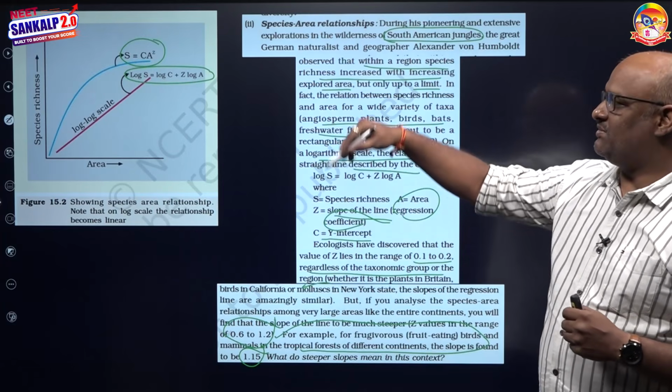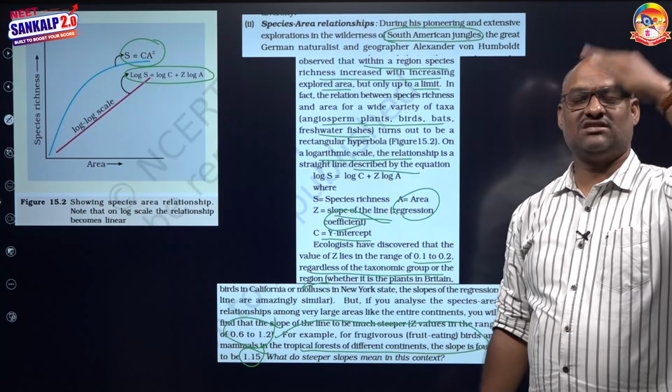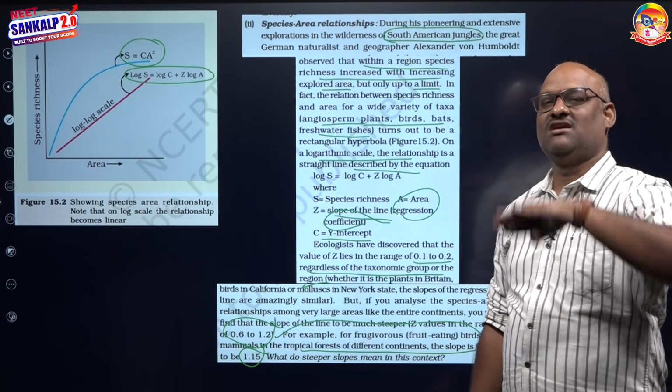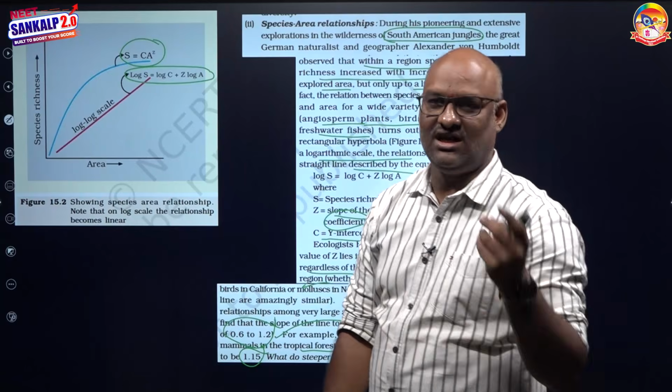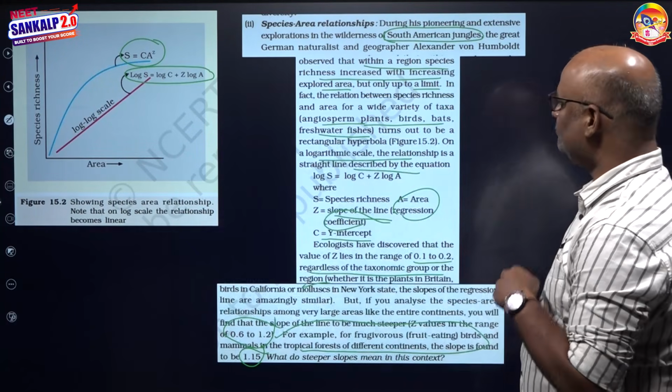If the slope is steeper towards the upward direction, it means that the species richness is very, very high. If the slope is steeper towards the downward direction, it means that the species richness gradually decreases. Okay, that's about the species-area relationship.